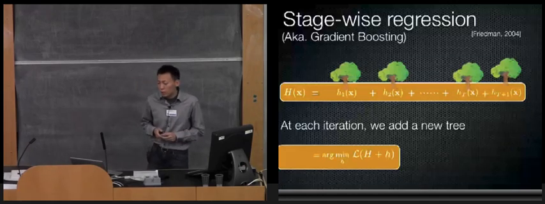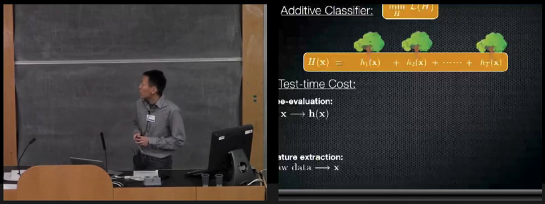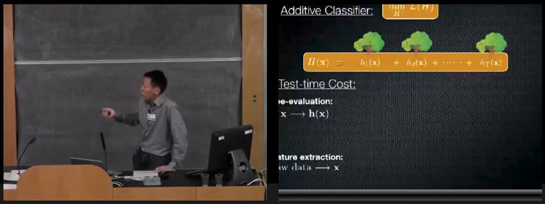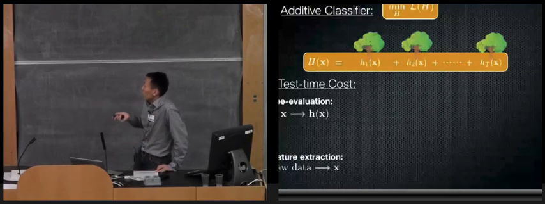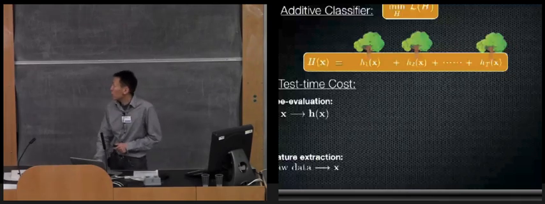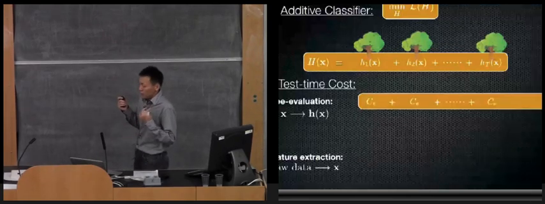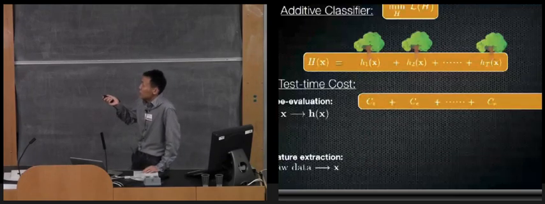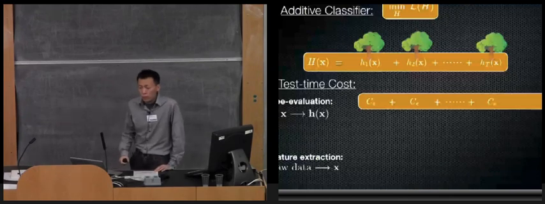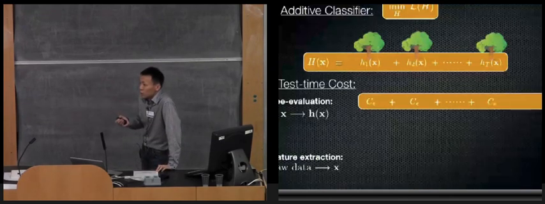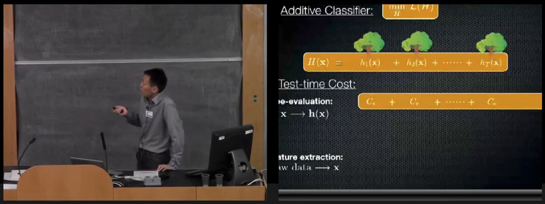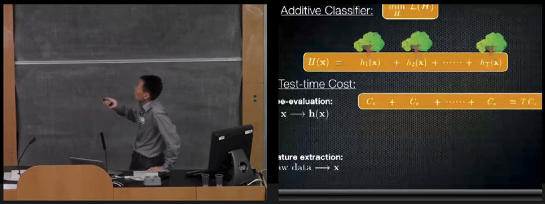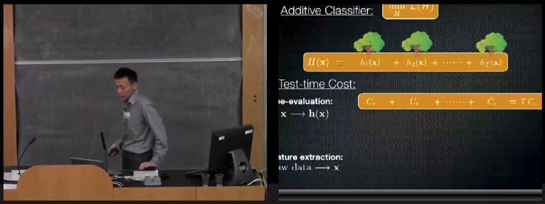Having introduced our classifier H(x), now we can take a close look at the test-time cost. The test-time cost contains two parts. The first part is the tree evaluation cost. The other is the feature extraction cost. The tree evaluation cost is the cost of transforming your feature representation to the weak learner prediction h(x). Because our weak learners are limited-depth regression trees, they share the same depth, so the tree evaluation cost is constant among all the trees. For example, if we have T trees, the total tree evaluation cost is T times the constant c_e.